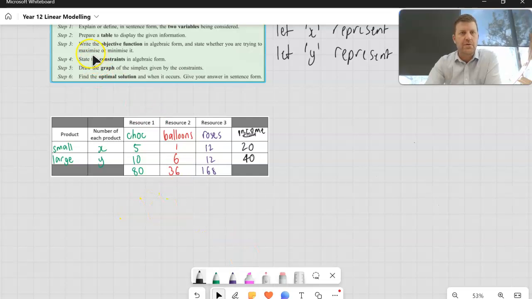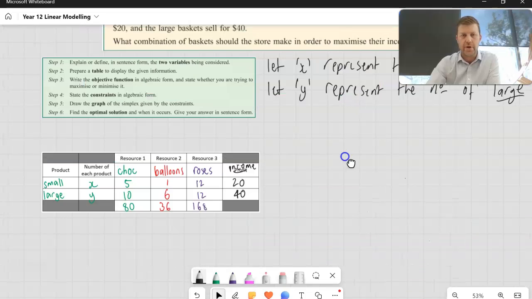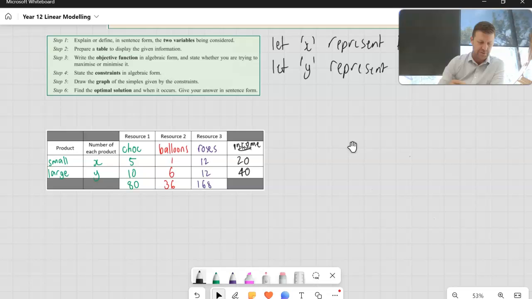Now, step 3 is to write the objective function in an algebraic form. So we're going to write an algebraic expression and state whether you are trying to maximize or minimize the objective function. In this case, we are trying to maximize the income for this store. So our objective function would be to maximize.